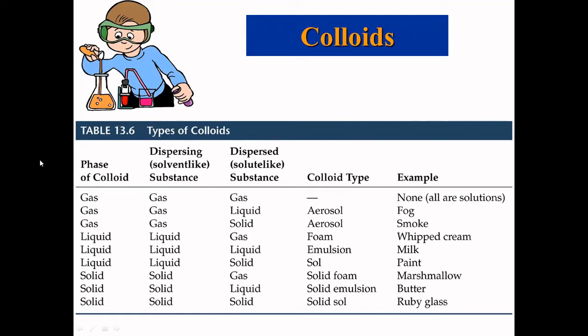So you can have a gas dispersing solvent to a solute that is gas, but there's no particular colloidal type on it. Meaning, we don't have such a thing as a gas remaining suspended indefinitely in another gas. Because when we speak of a gas to a gas, we have a solution. So none, because all are solutions. In the case of the others here, your dispersing medium is a gas, and your substance that is dispersed or remains suspended is your liquid.